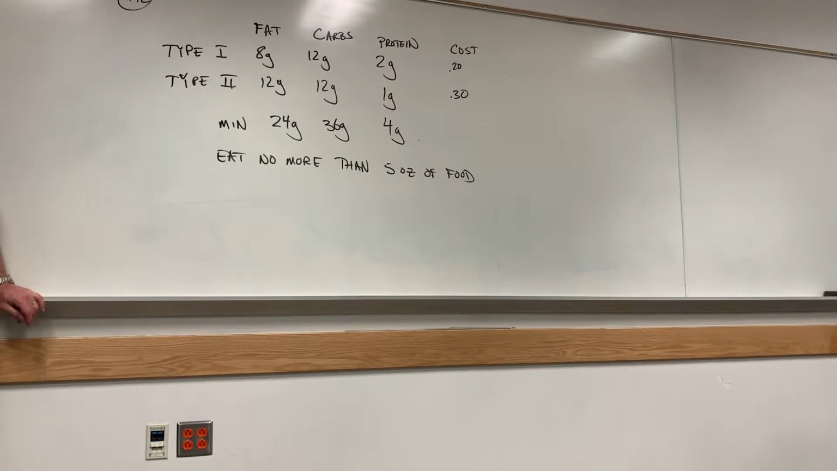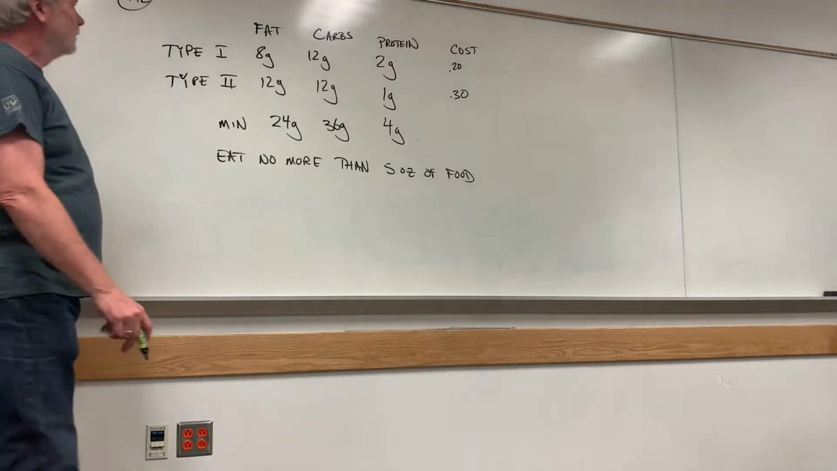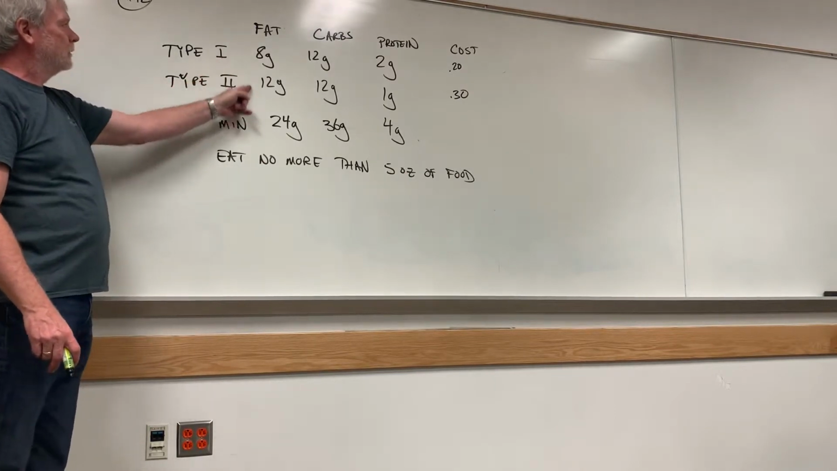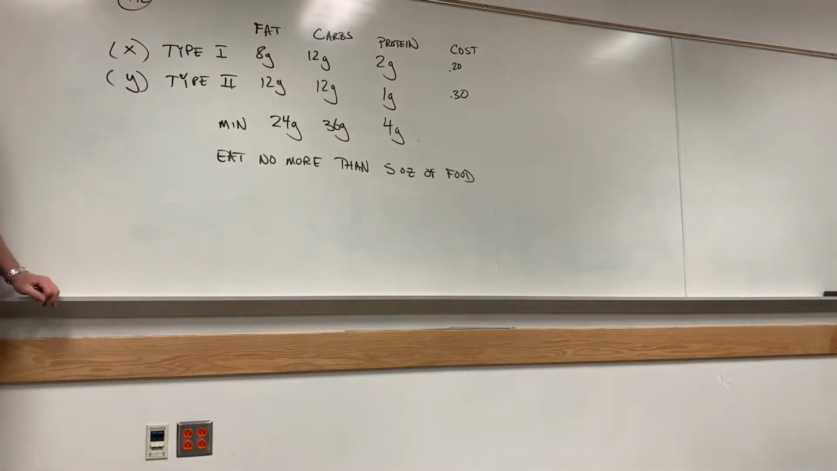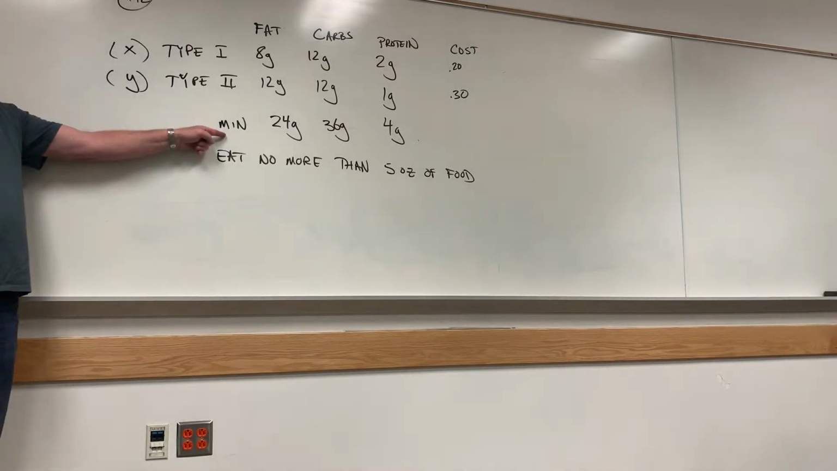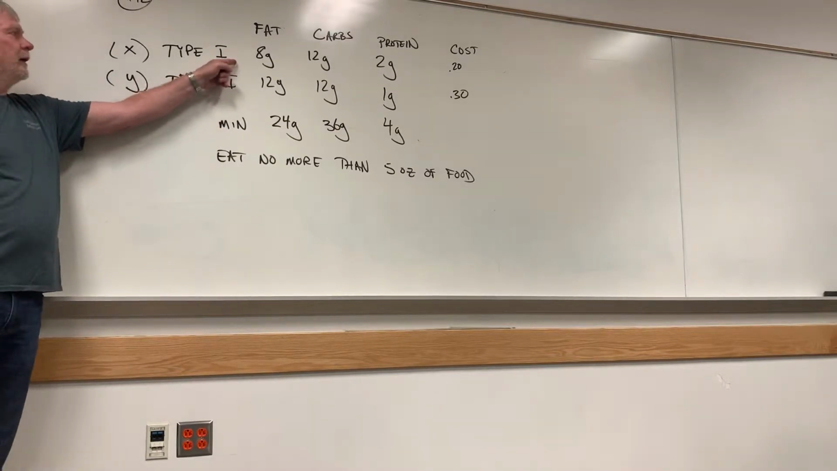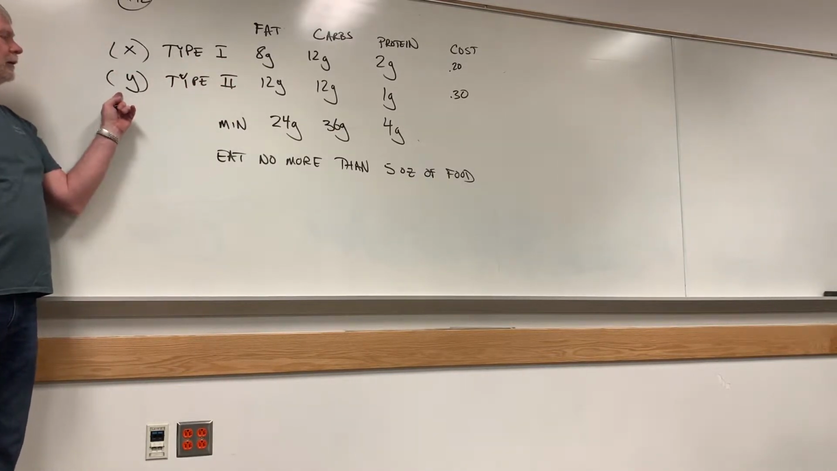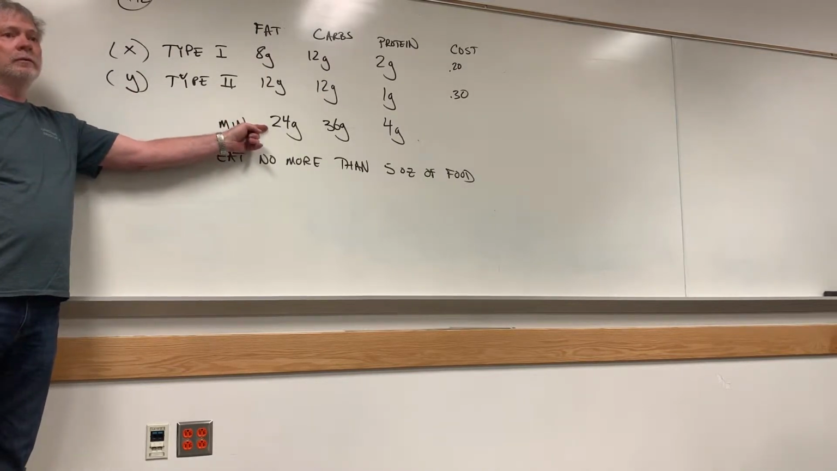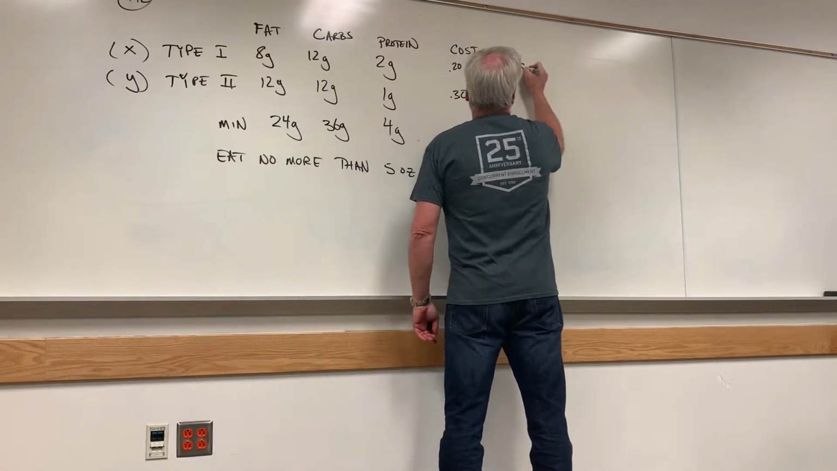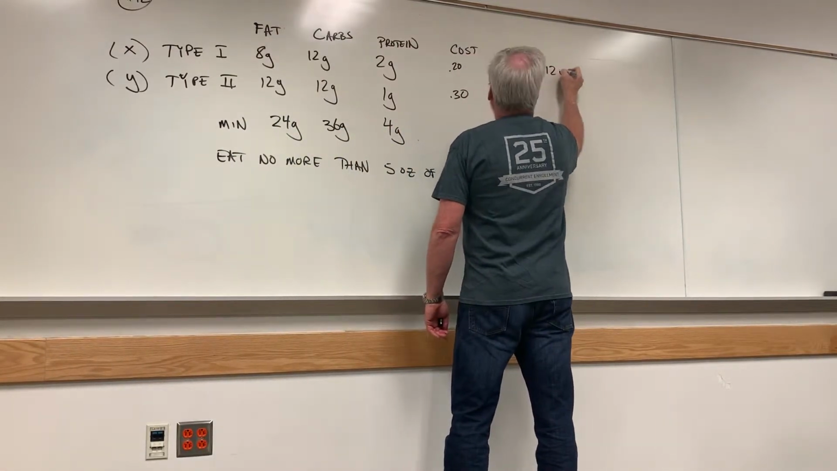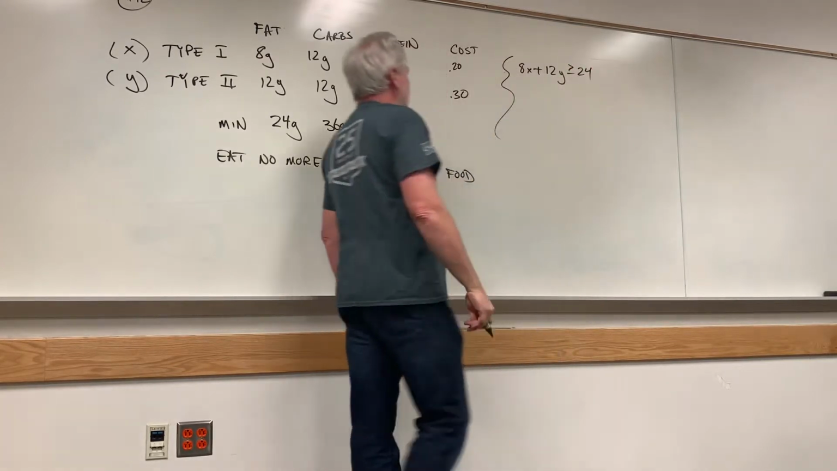We need to create a system of equations. What do I know about my fat? First of all, I'm going to call this X, I'm going to call this Y. Type 1, type 2. What do I know about the fat? That is the minimum amount of fat they can receive. Therefore, 8X plus 12Y is greater than or equal to 24. Are we okay with that?